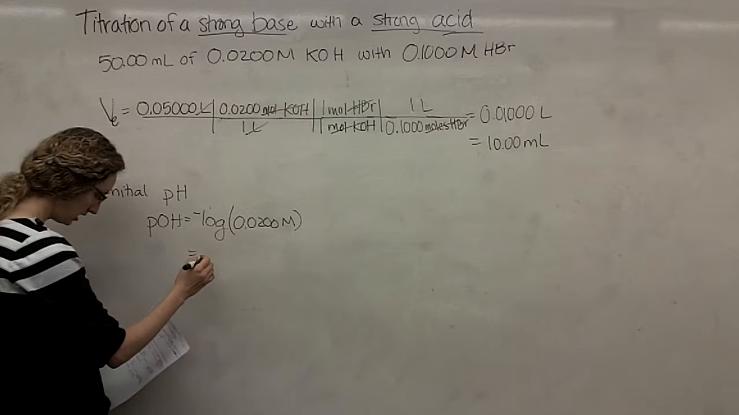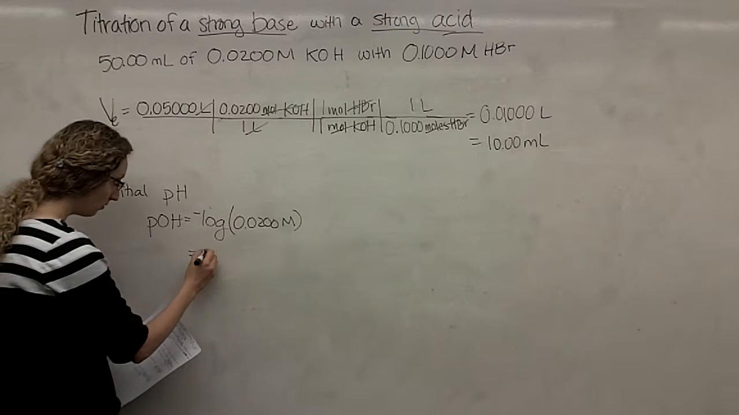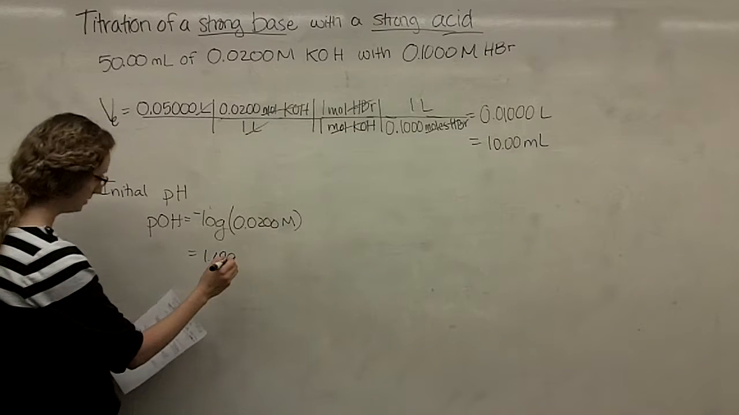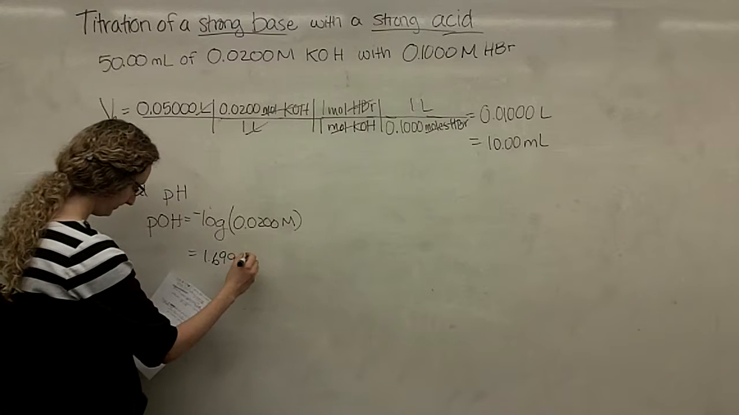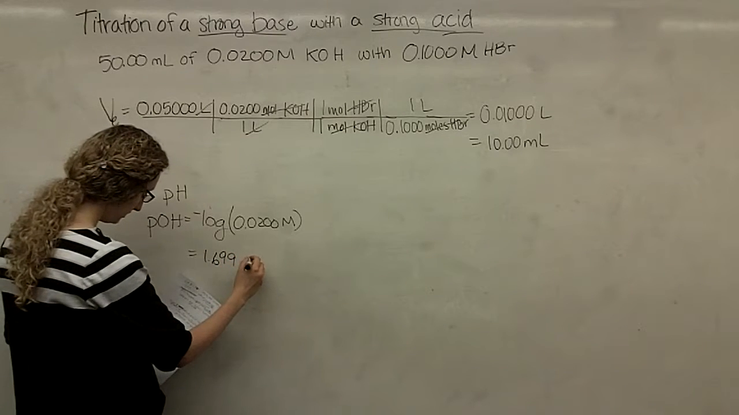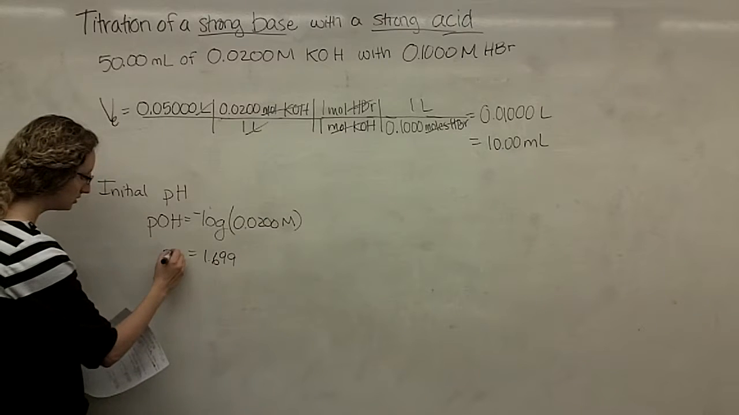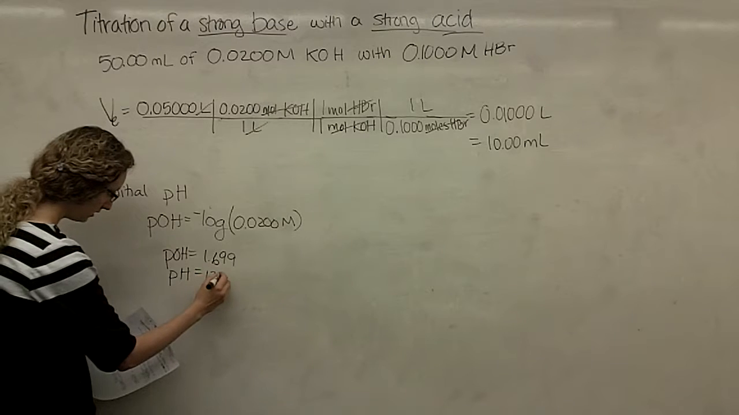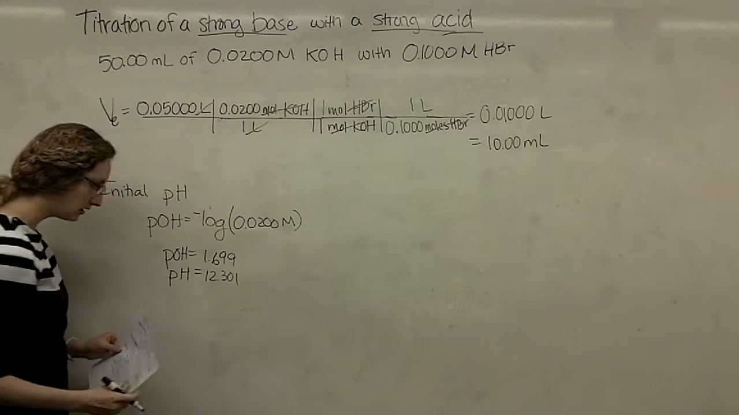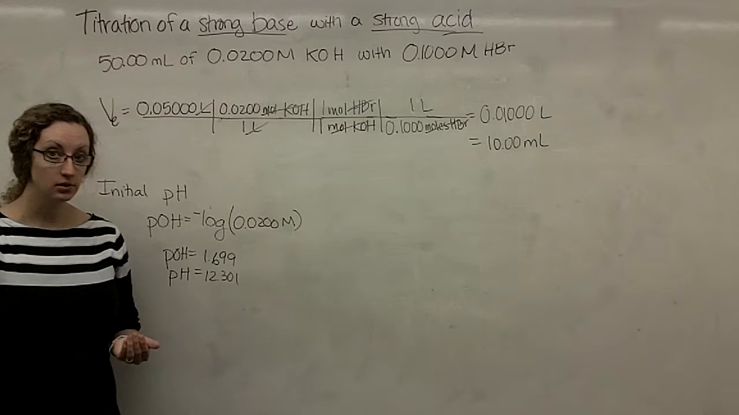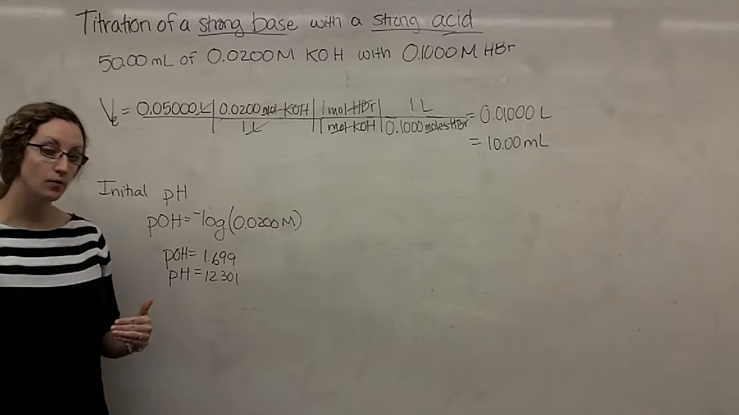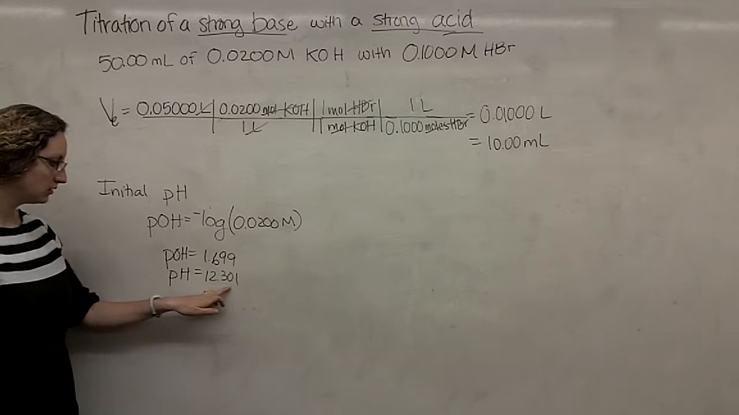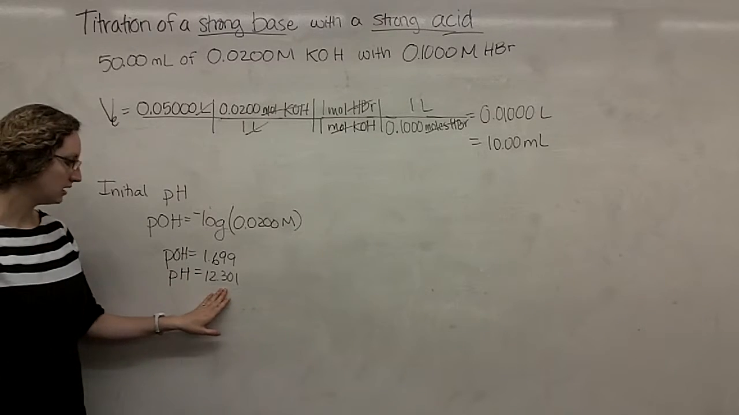So our pOH is going to be 1.699 in this case, and this is for our pOH. And then our pH is going to be 12.301. If you look at the table in your book, for 0 volume of acid added, it will give you 12.30 for that initial pH.